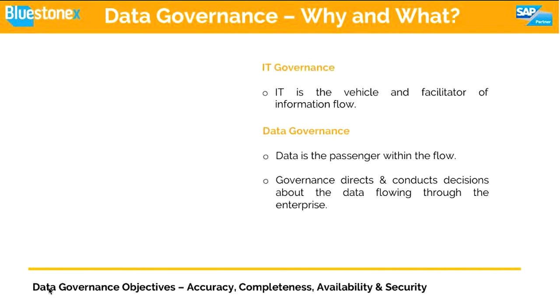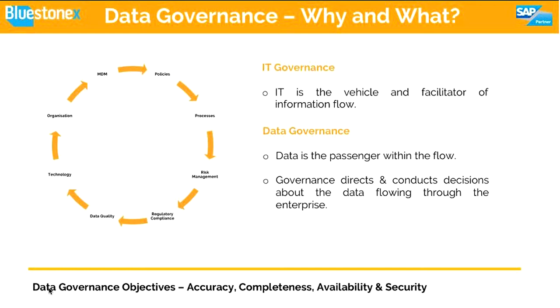So let's talk data governance. There are obviously two drivers around data governance, one being IT, and how we would normally explain it: IT is the facilitator or the vehicle where information flows, and from a data governance point of view, the data is the passenger. The governance aspect is what directs and conducts your decisions around your enterprise data, where it's used, how it's used. All these facets within the diagram on the left-hand side are what we're trying to knit together.